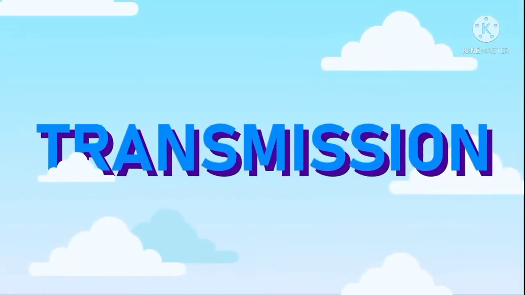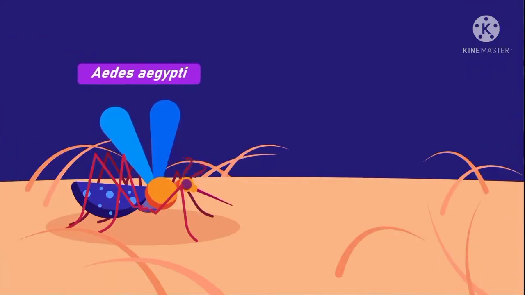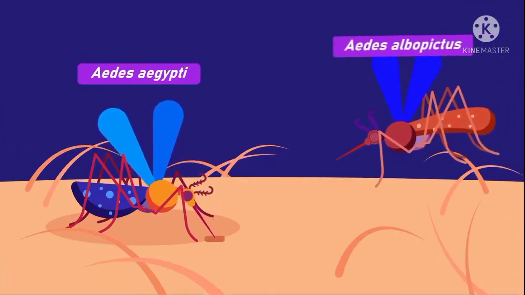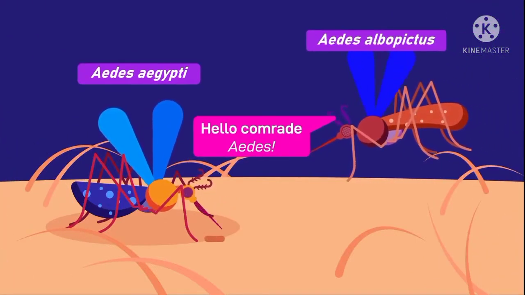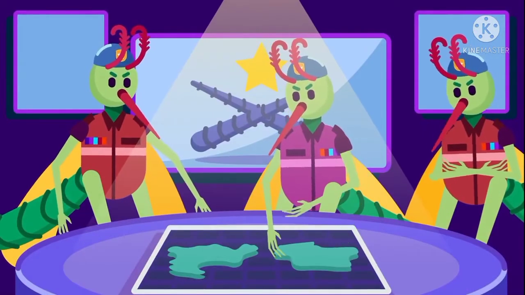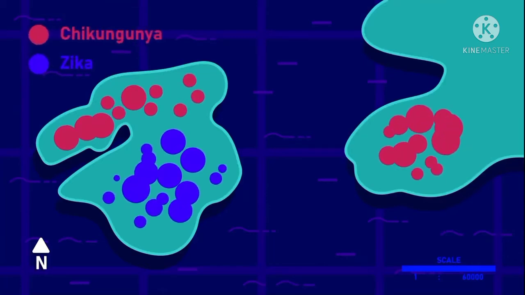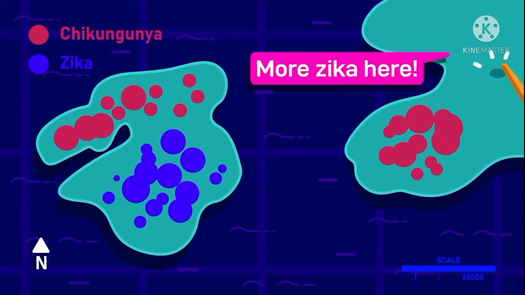Transmission. The virus is spread via the bite of a mosquito, mostly by Aedes aegypti, and to a lesser extent by Aedes albopictus mosquito. Important to note here is the fact that these very same mosquitoes are involved in the spread of other viral diseases, including chikungunya and Zika.